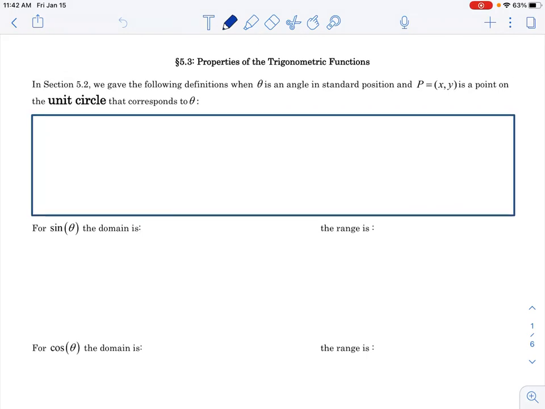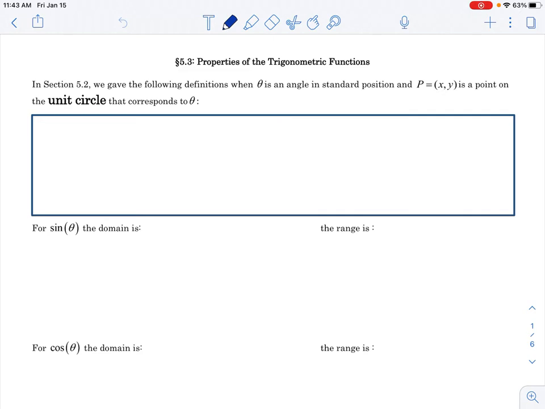Here are your notes for 5.3, and it's going to cover properties of the trigonometric functions. To refresh our memory, in 5.1 we were introduced to radians, and degrees, minutes, and seconds. In 5.2, we started talking about the unit circle and how to use it. And so 5.3 is going to talk about some properties.